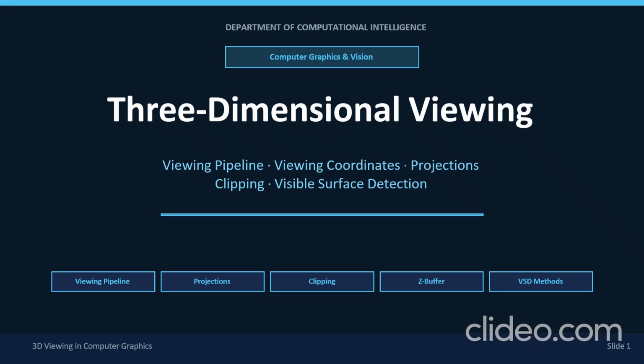Hello everyone. Today I'm going to present the topic three-dimensional viewing in computer graphics and vision. In this presentation, we will understand how a three-dimensional scene is transformed into the two-dimensional image that we see on a computer screen. We will also learn about the viewing pipeline, coordinate systems, projections, clipping, and visible surface detection, which are the key concepts used in modern graphics systems.